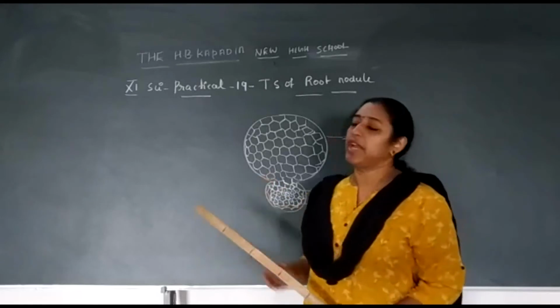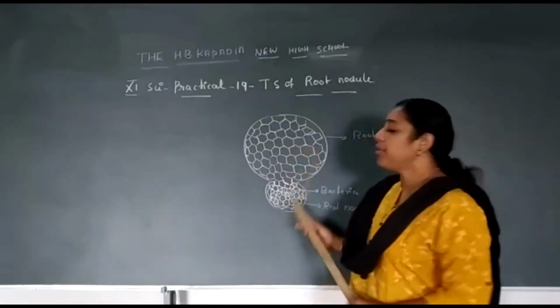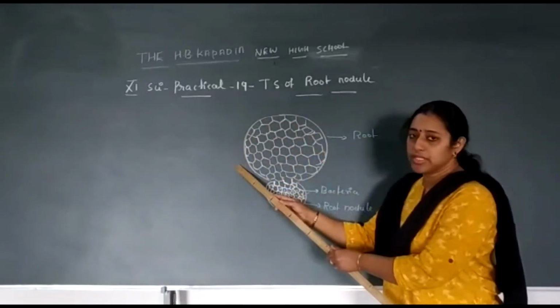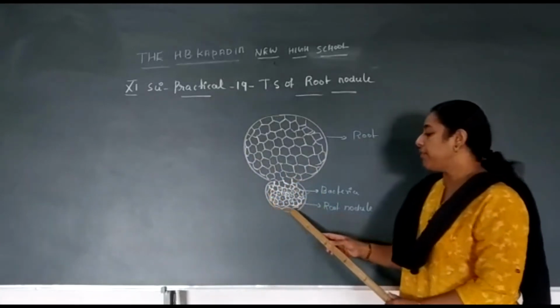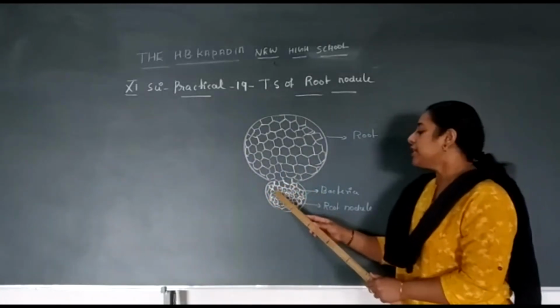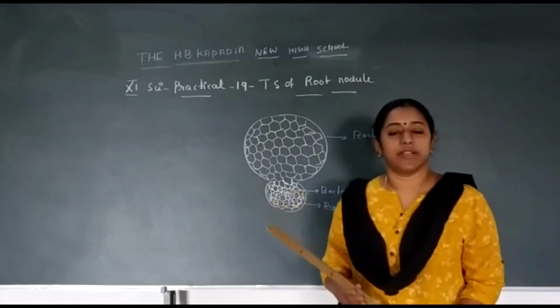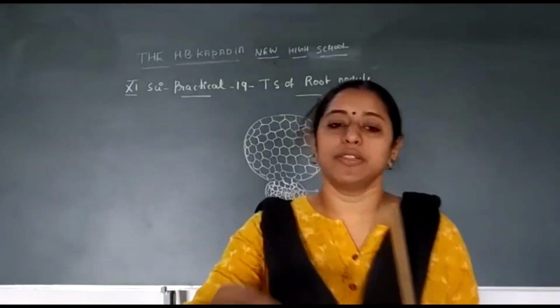Okay, so now we have to do the practical. When this practical is asked, you have to do the diagram, you have to do the labeling. This is the root TS and this is the nodule TS. Nodule consists of an epidermal layer within which the central cells are occupied with the bacteria. Now I am going to show you what about the structure.